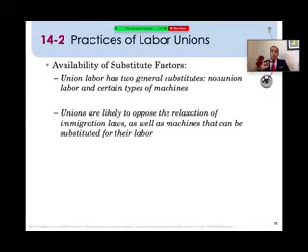Unions are likely to oppose the relaxation of immigration laws, as well as inclusion laws, and also machinery and technology and plant equipment that can be used as a substitute for labor. Because nowadays technology is actually replacing people at a faster rate than people used to replace and compete with other people. You can actually see this in the retail centers, where you go to the stores and you now have automatic checkout machines and the regular traditional cashiers, physical cashiers.